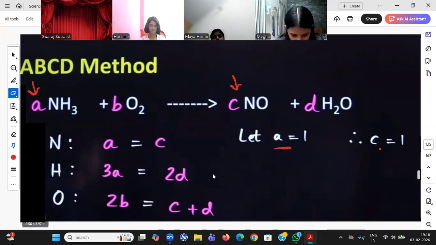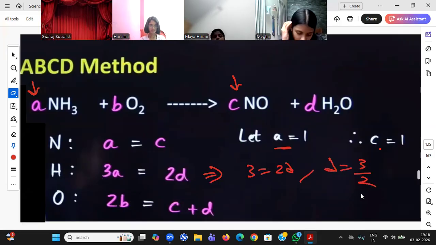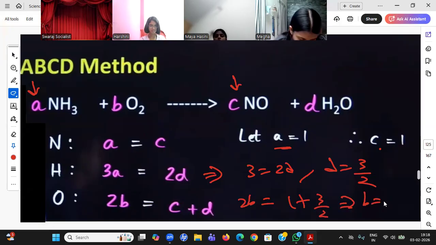If A equal to 1, what is D, beta? 3 into 1 is 3, 2D. What is D? D is 3 by 2. What is B? 2B equal to C plus D. C is 1, plus D is 3 by 2, which is nothing but B equal to 5 by 4, right? 5 by 4. Finish, student.